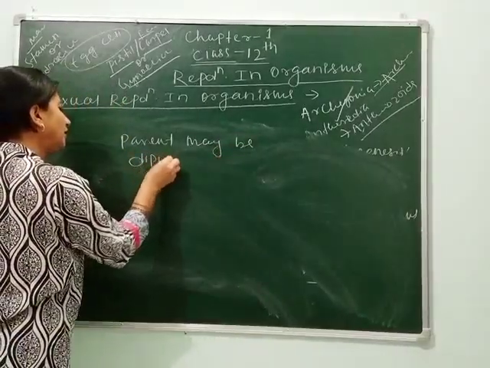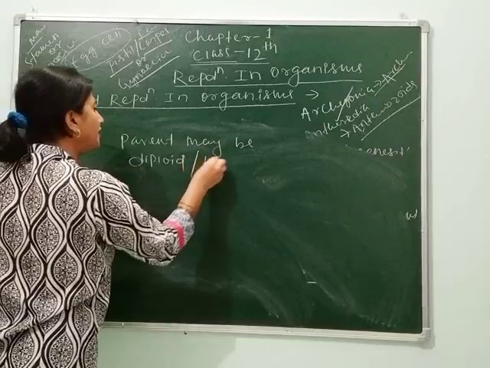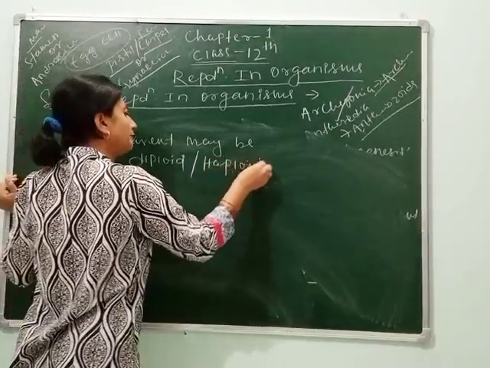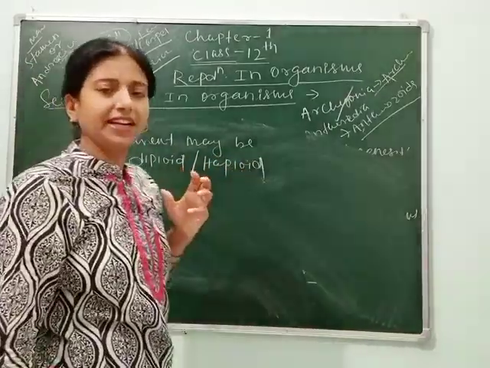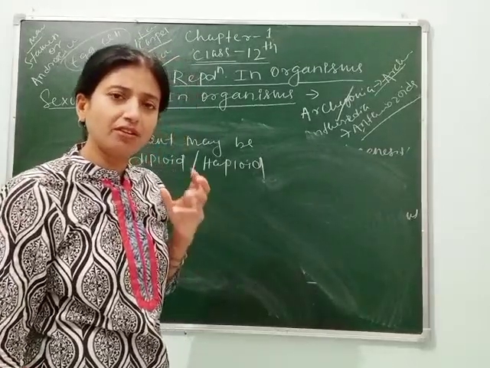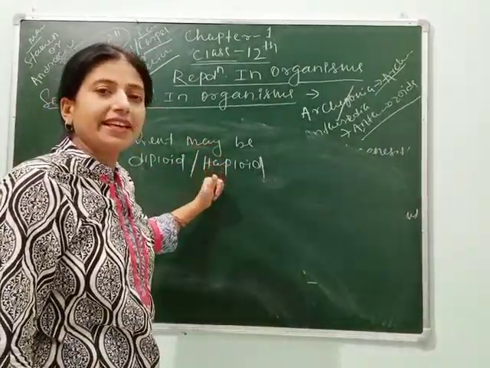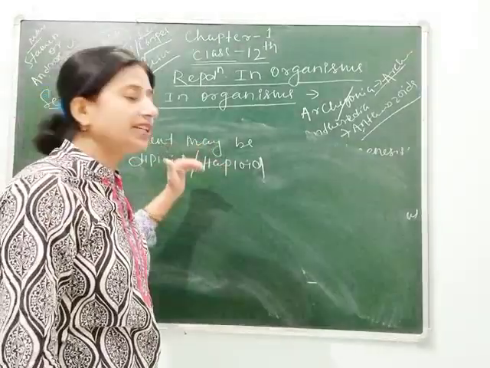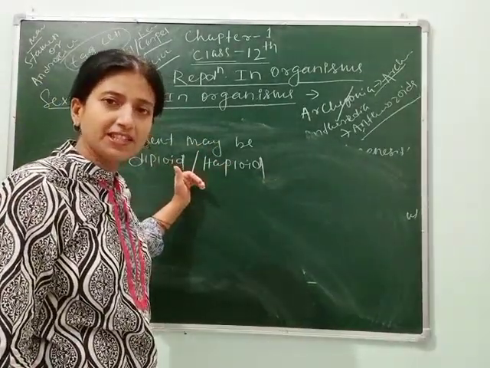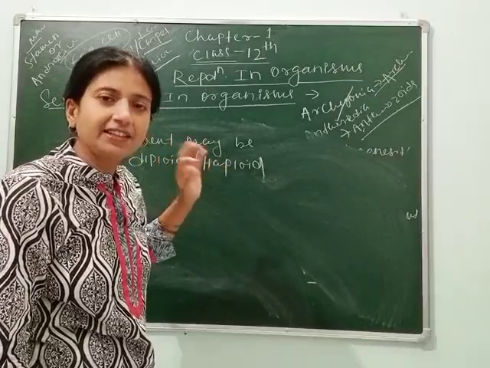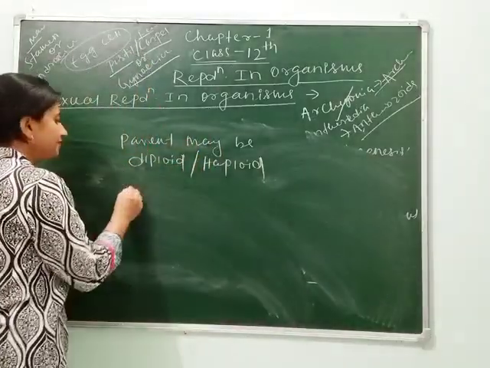Diploid or haploid. A parent either contains a diploid number of chromosomes, meaning 2n, or a haploid number of chromosomes, n. So remember, whether the parent is diploid or haploid does not matter. What matters is that the gamete is always haploid.